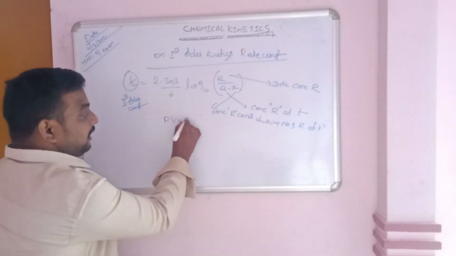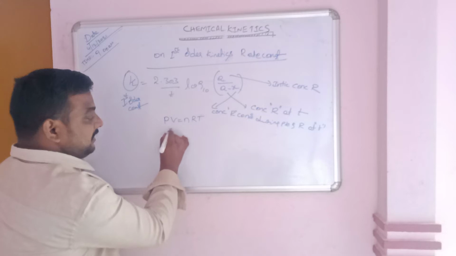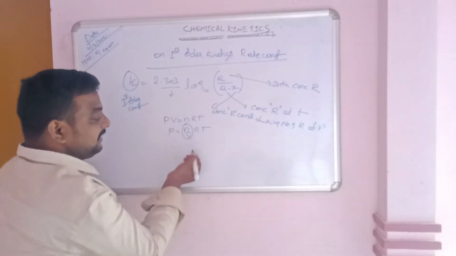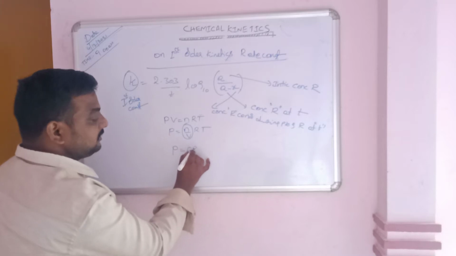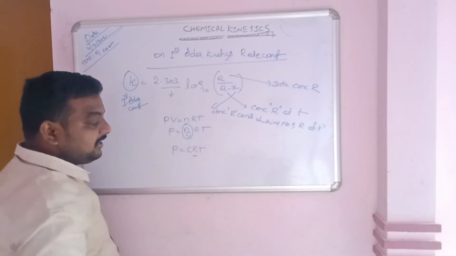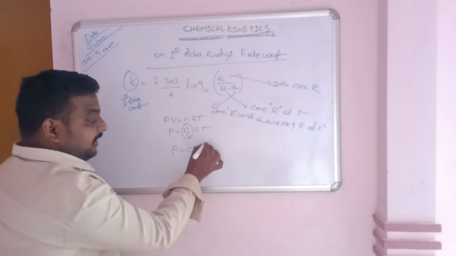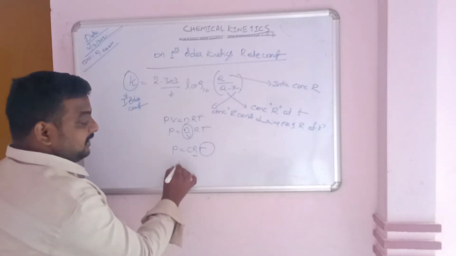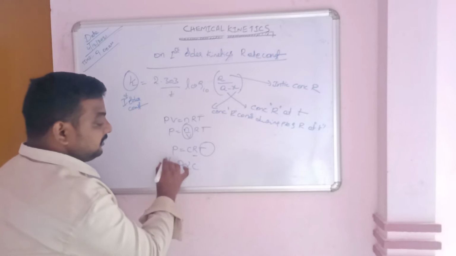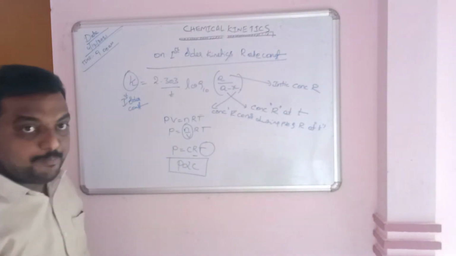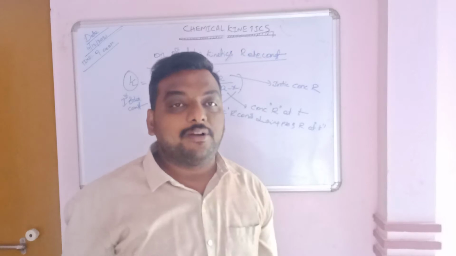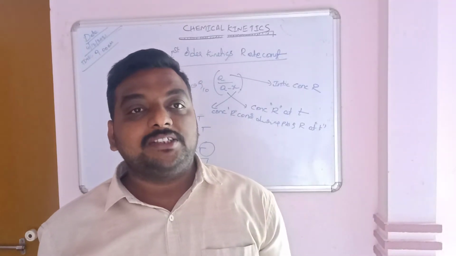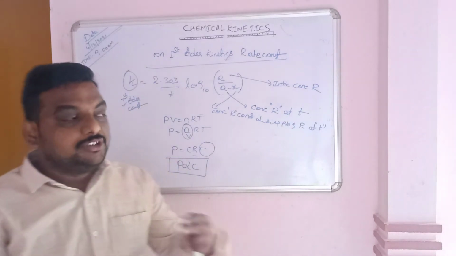PV is equal to nRT. From this equation, P is equal to n by V into RT. n by V is nothing but concentration, so P is equal to CRT, where R is the ideal gas constant. At constant temperature, P is proportional to C. So concentration and pressure are directly proportional to each other.